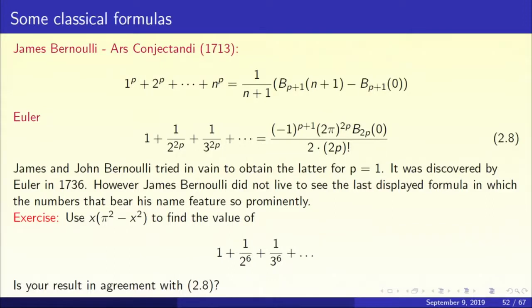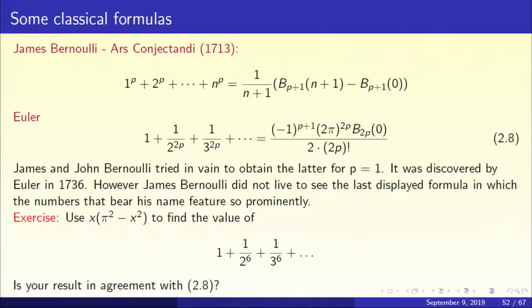It's a result that goes back to Euler, 1736. 1 plus 1 upon 2 to the power 2p plus 1 upon 3 to the power 2p plus etc. equals minus 1 to the power p plus 1, 2 pi to the power 2p, b2p of 0 upon 2 into 2p factorial. So put p equal to 1 and put p equal to 2. And look at the right hand side of 2.8. See whether you get pi squared by 6 and pi to the power 4 by 90 respectively. So check the correctness of 2.8 for p equal to 1 and p equal to 2.